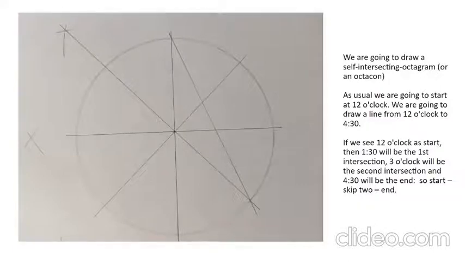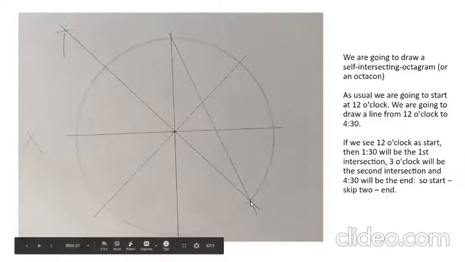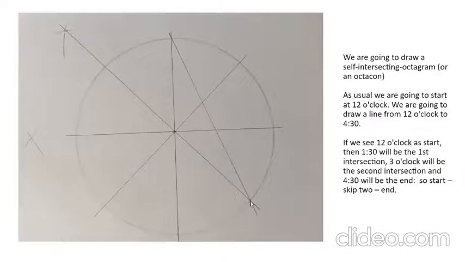So we're going to start and we're going to learn our new formula. Our new formula says start, skip to, end. We're talking about where the rays of the divisions intersect the curve of the circle. So if we start at 12 o'clock, we skip 1:30, we skip 3 o'clock, and we end at 4:30. So start, skip to, end.